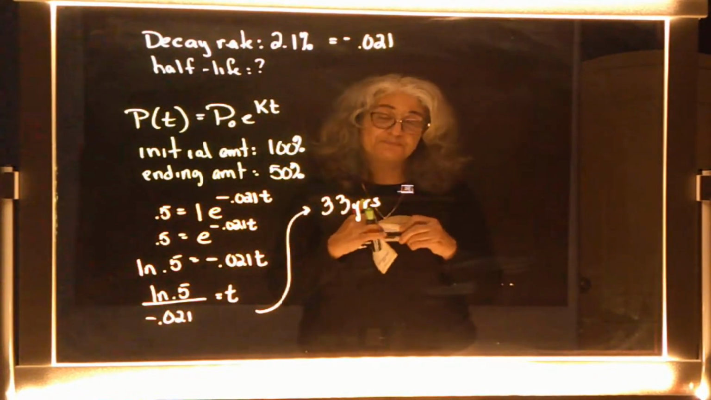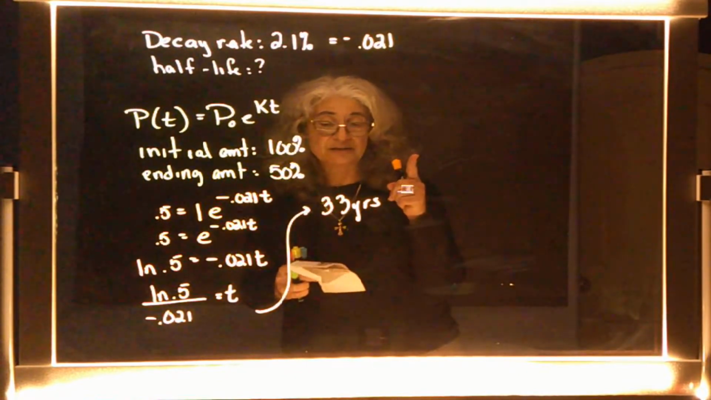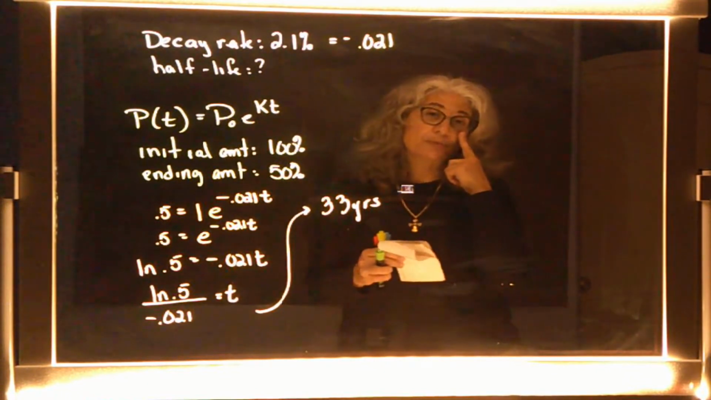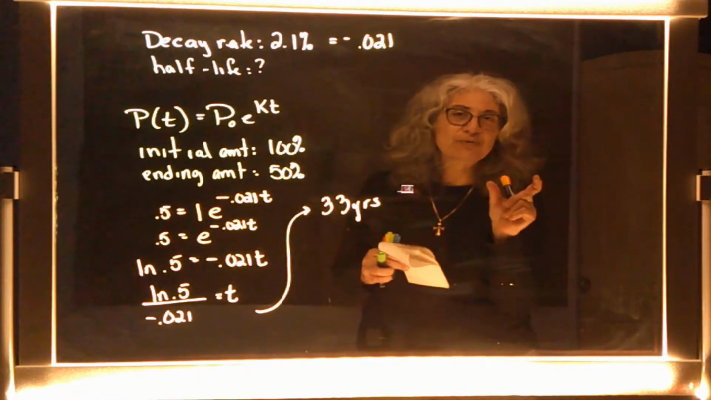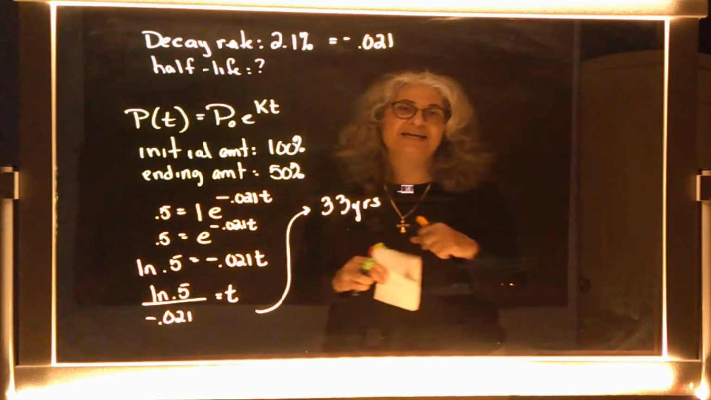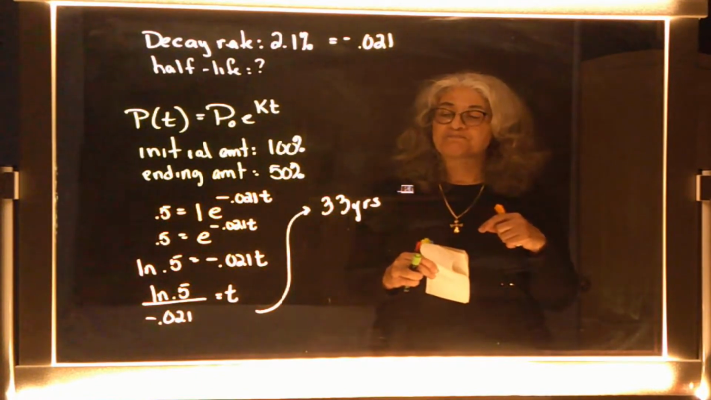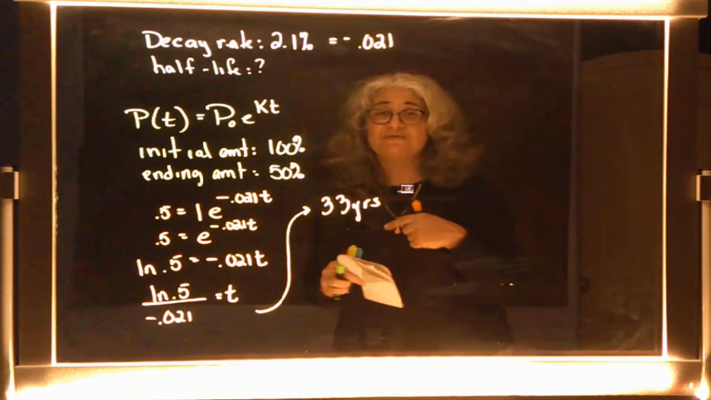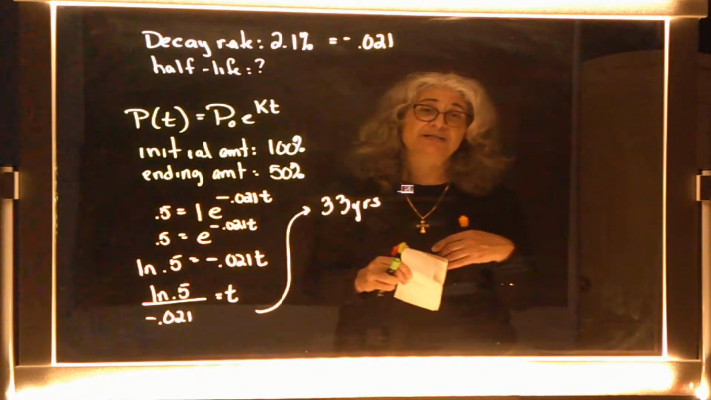So that means that this particular radioactive element, that has a decay rate of 2.1%, in 33 years, half of that radioactive element has decayed. Cool? By the way, it doesn't mean it'll take another 33 years for the rest of it to decay. It actually could take longer for the last 50% to decay.